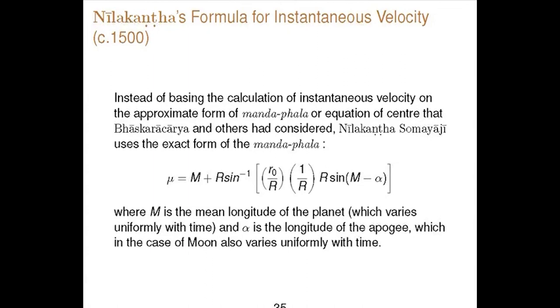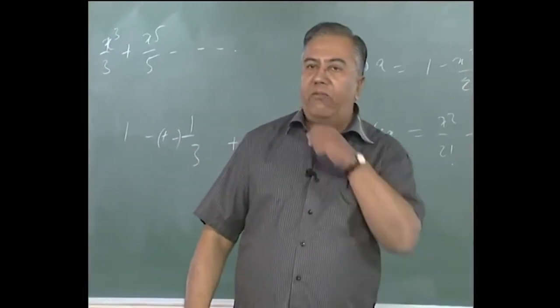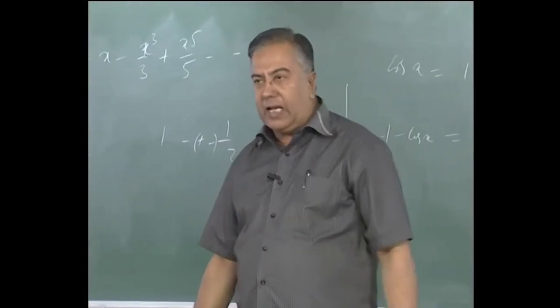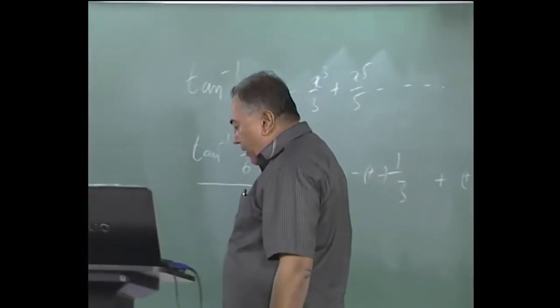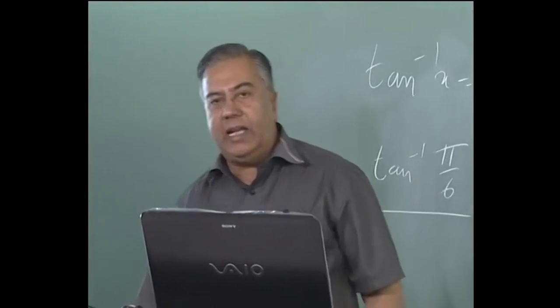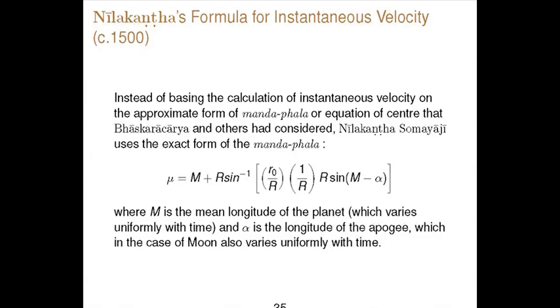Now, we will finally go into a topic which was the question of the instantaneous velocity. What was the kind of improvement that was done by the Kerala astronomers to what Bhaskara had done earlier? So, Bhaskara had used the equation of center in the simplest form, but the actual equation of center is something like this. It is sine inverse of R sine of the anomaly.